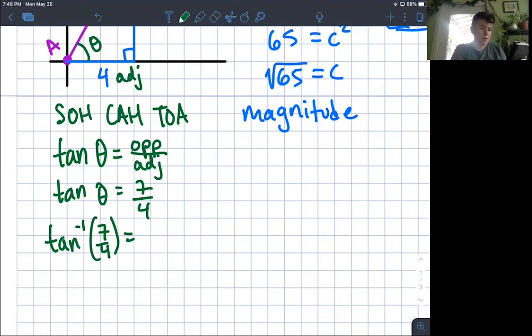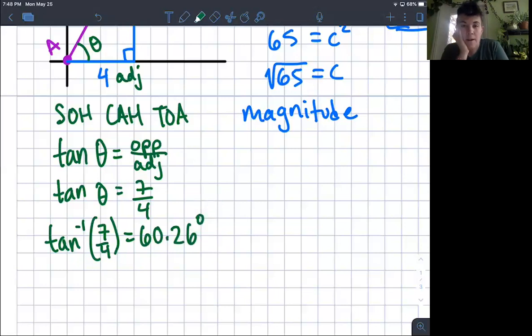So let me just make sure I am in degrees. I am. And I'm going to say second tan of 7 divided by 4. And I got 60.26 degrees. Y'all, please, please, please, please don't forget the degree symbol. There were a lot of y'all on the last test who left off the degree symbol on your angles when you were finding those. So please make sure.